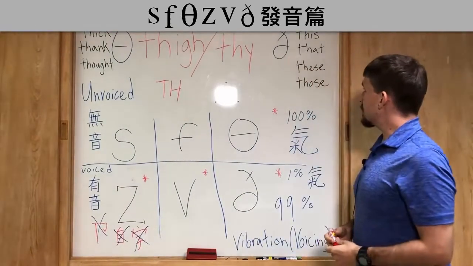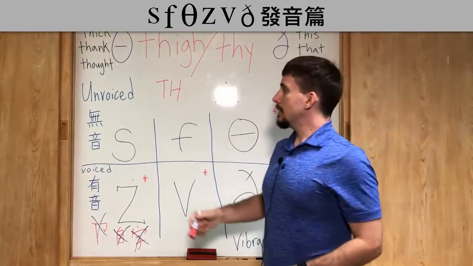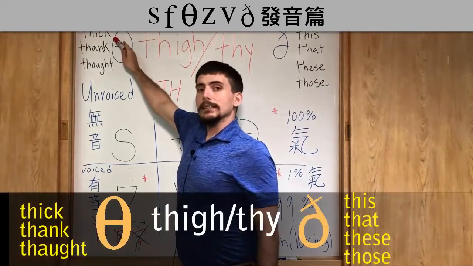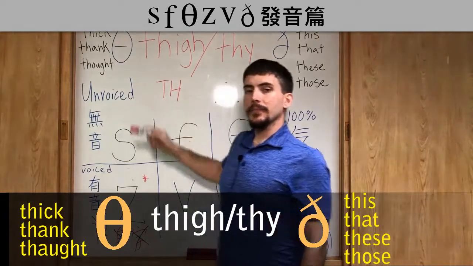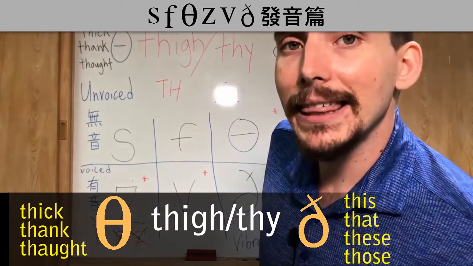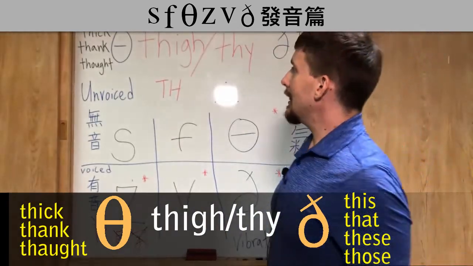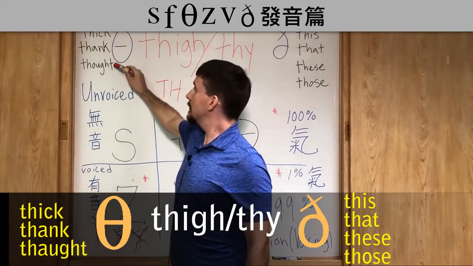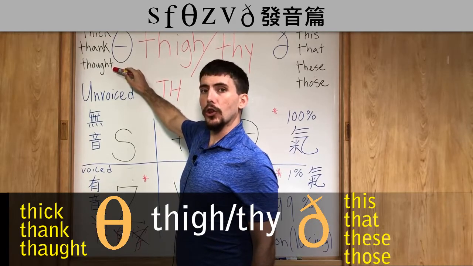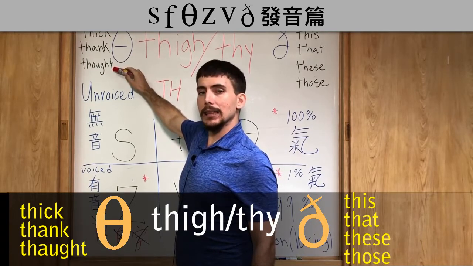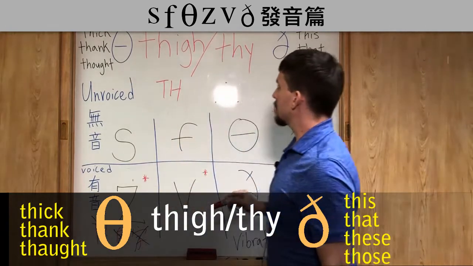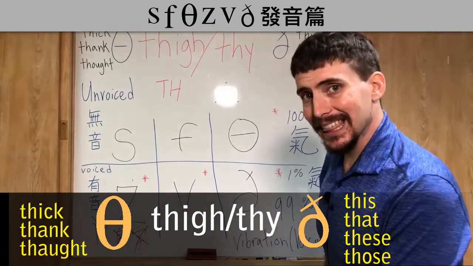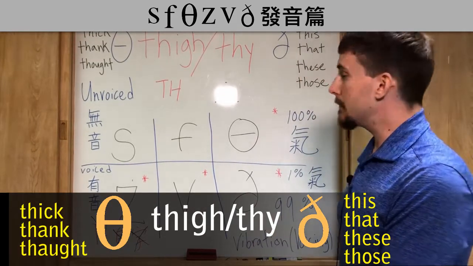So let's practice a few words. We'll start with the unvoiced or voiceless th. Thick, thick. Thank, thank, thought, thought. All right. Remember to really bite down on your tongue. Otherwise, the sound will come out incorrectly.